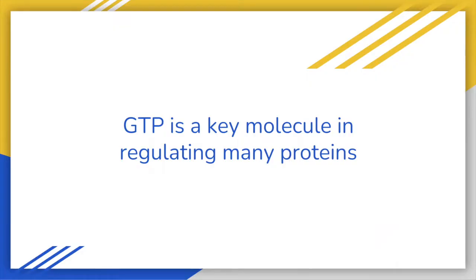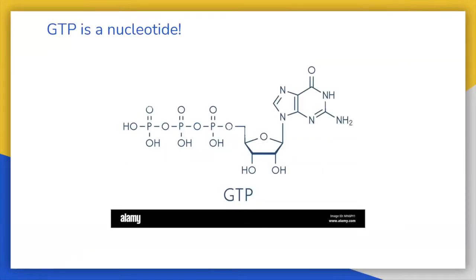GTP is a key molecule in regulating many proteins called G proteins. Remember, first of all, that GTP is a nucleotide. It's guanosine triphosphate. So the base out here is guanine. It's got a hydroxyl group here because this is one of the RNA nucleotides, and it's got 3 phosphates. So it's guanosine triphosphate.